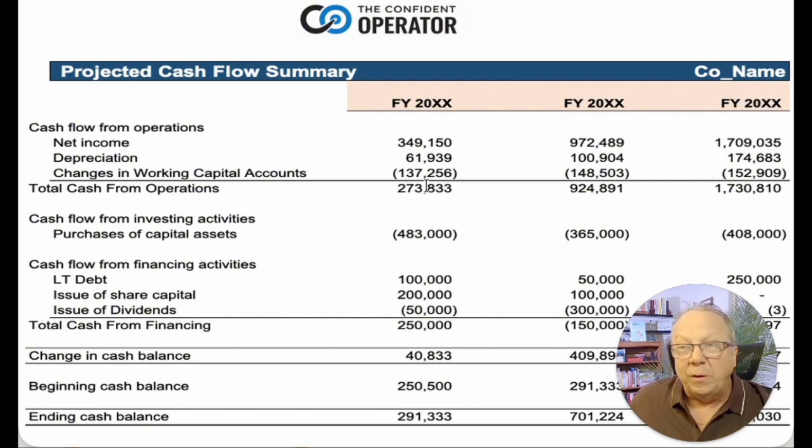And then what we do is we take these three totals, the total from operations, the total from investing, and the total from financing, and we total those up to come up with a net change in cash. And you can see here it was a positive $40,000. Then we simply apply that to whatever the beginning cash balance was. In this case, it was roughly $250,000, and we end up with $291,000 of cash. And this is the figure that you'll find at the top of your balance sheet. So there you go. That's the cash flow statement.